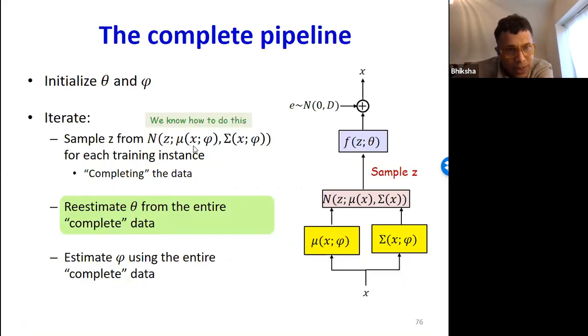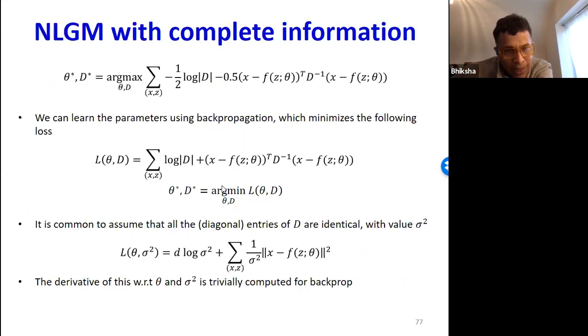Okay, so we know how to draw samples. It's trivial. If you draw samples, now you have complete Z. And because you have complete Z, you have X and Z, so you have complete data. From this complete data, you can re-estimate this theta. And for this, we saw exactly how we can do this a few minutes ago.